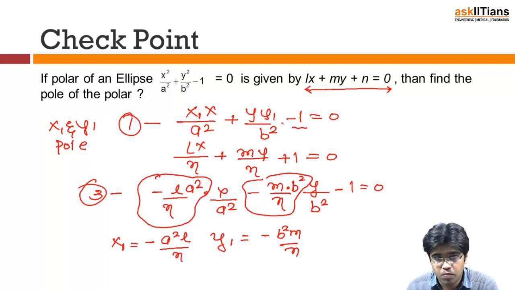Remember that we need to bring it into the same form, x1 by a square, y1 by b square minus 1. So upon comparing equation number 1 and 3, I can clearly see that the coordinate of x1 is this and the coordinate of y1 is this. So in this way you can find the pole if polar is given.